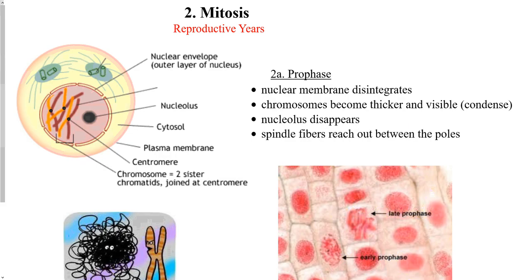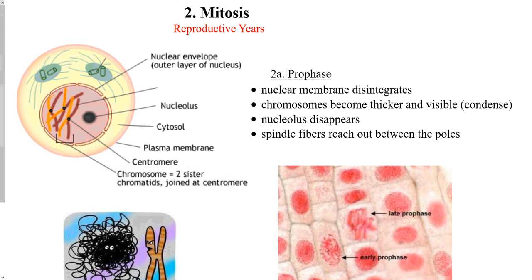Now, mitosis takes place. Okay, the reproductive years. So here the spindle fibers and everything start to migrate. So the first part of mitosis is prophase. Okay. So the membrane will start to degenerate. All right. Chromosomes become thicker and visible. They're actually condensed. You can actually see them now. The nucleolus, the very center, will disappear.